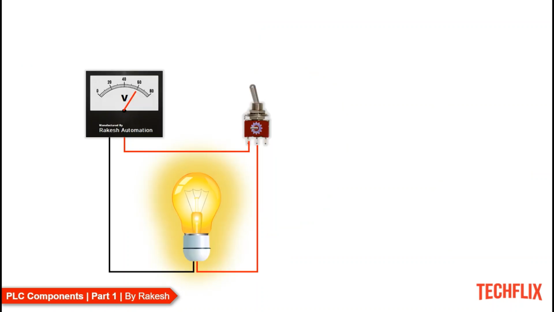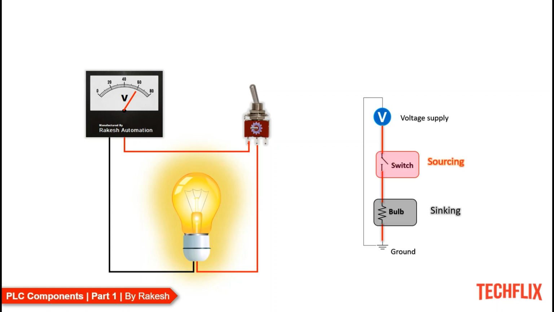Now, observe this circuit. This is similar to the previous circuit, but you must have observed a slight change. Yes, now the switch is connected to the supply before the bulb. This circuit is again illustrated in this simple circuit diagram. Now it must be very easy to say which element is sourcing and which element is sinking. Yes, the switch is now sourcing, while the bulb is sinking. So now, I hope the sourcing and sinking concept is clear.